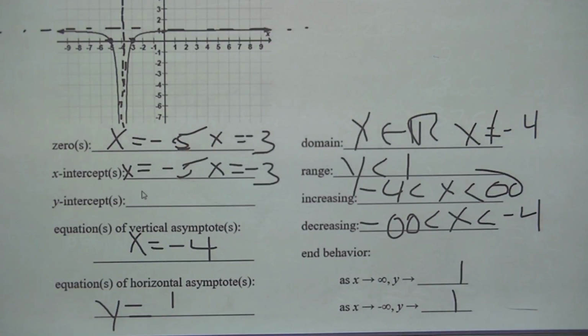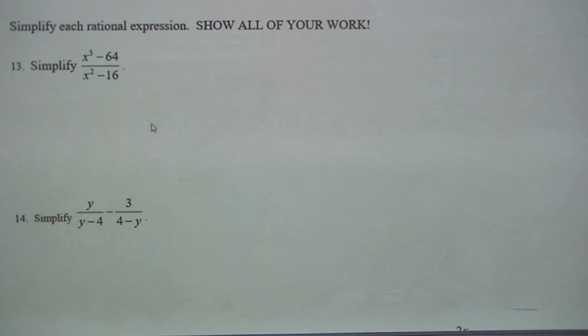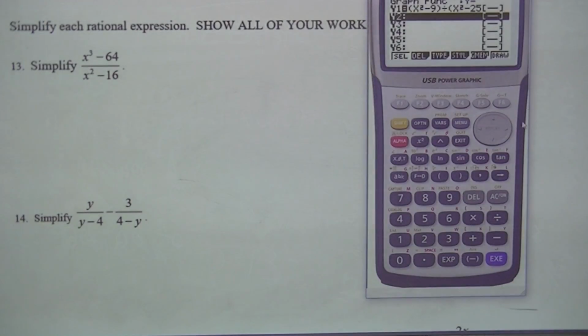The y-intercept is at 1. Okay? Going on to this. Okay? So now we're doing some rationalizing, so I want to factor. All right? The bottom part's easier to factor first.